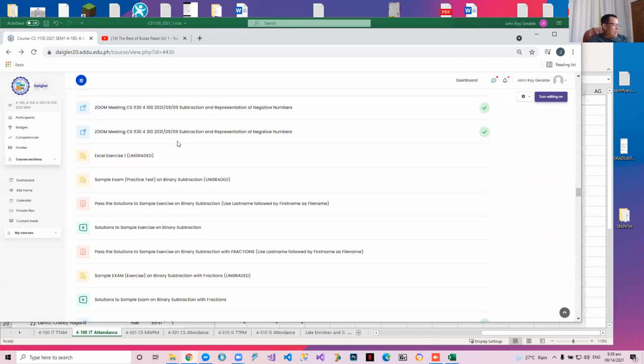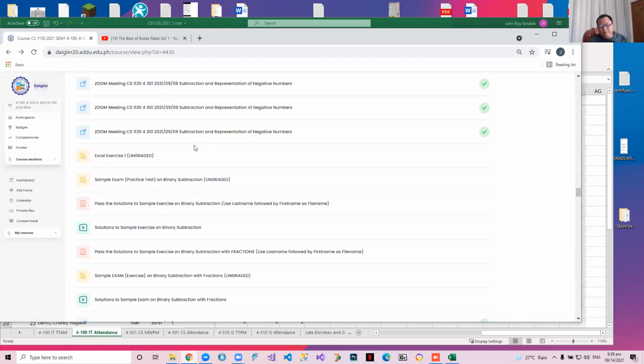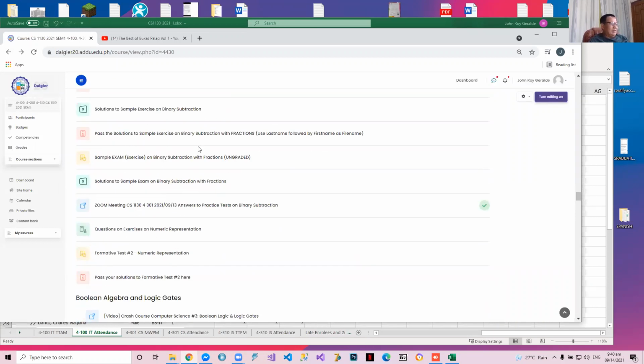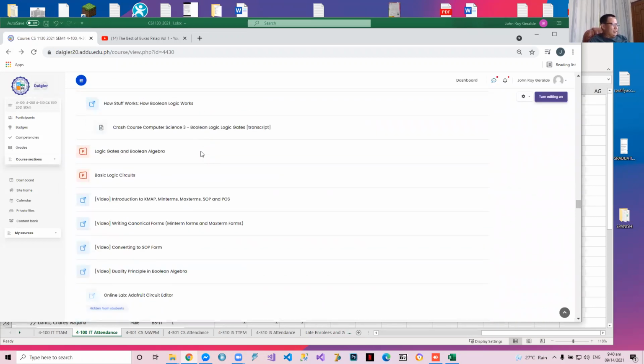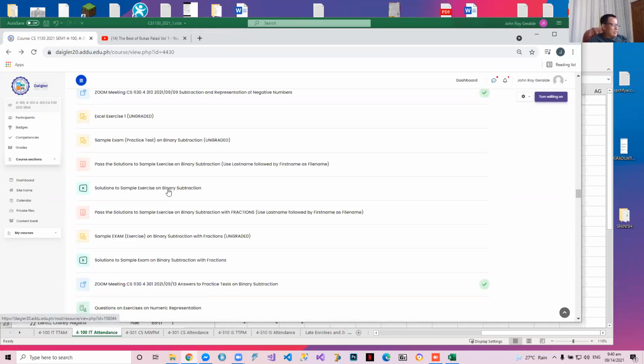So for the moment we will answer the sample exercise on binary subtraction, and then the sample exercise on binary subtraction with fractions. Have you taken this already? We have discussed. There are already 19 attempts. Do you follow? So I'd like you to take a look, and the examples are already there. You can download the solutions. So for example, you have here the solutions to the exercise on binary subtraction, and the solution to the exercise on binary subtraction with fractions.